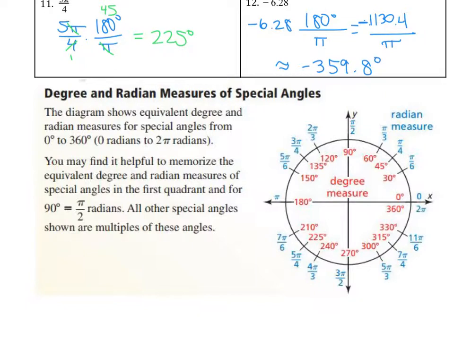So what it's saying is that we're going to find it helpful to memorize these radian and degree measurements here. And then all other special angles shown are multiples of these angles, okay? So, just something to think about.